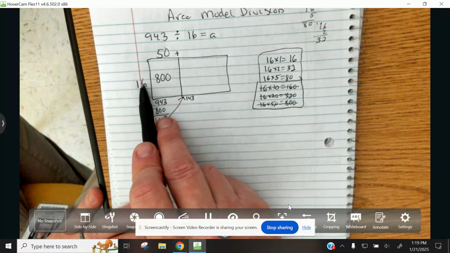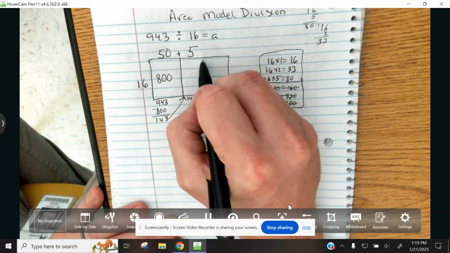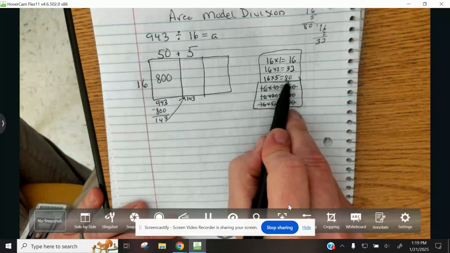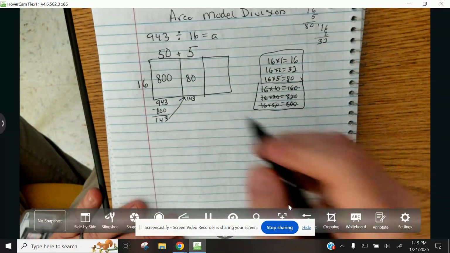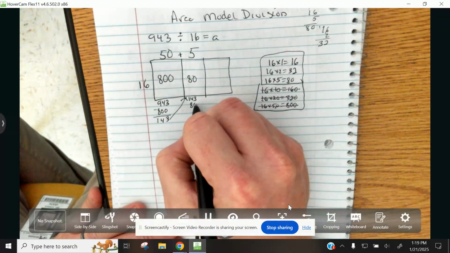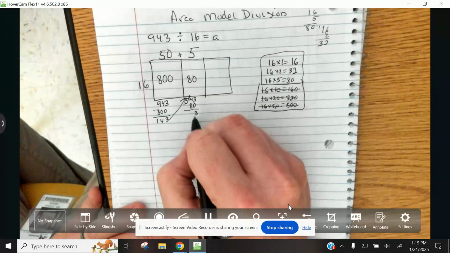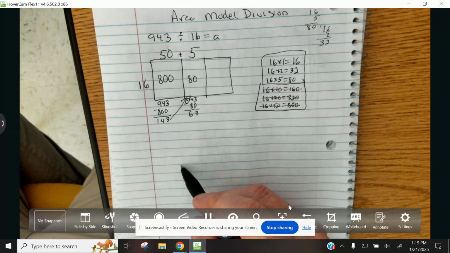So obviously, since I know length times width, I put the 5 up here. Draw my little box down. And I know 16 times 5 is, by my help box, 80. So I know my next spot is 80. So I took 80 more away from the total. And 3 minus 0 is 3. Make sure you regroup. 14 minus 8 is 6. So I have 63 left.